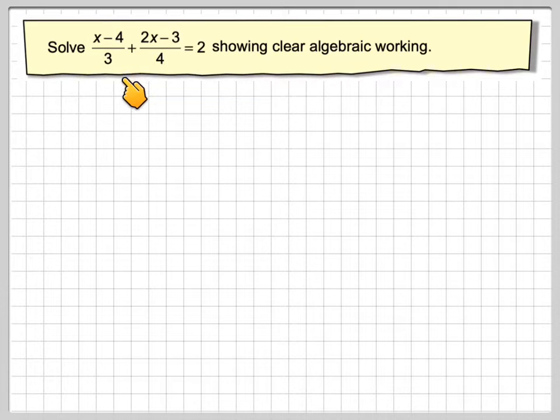Solve (x minus 4) over 3 plus (2x minus 3) over 4 is equal to 2, showing clear algebraic working. Okay, so we write the question out.